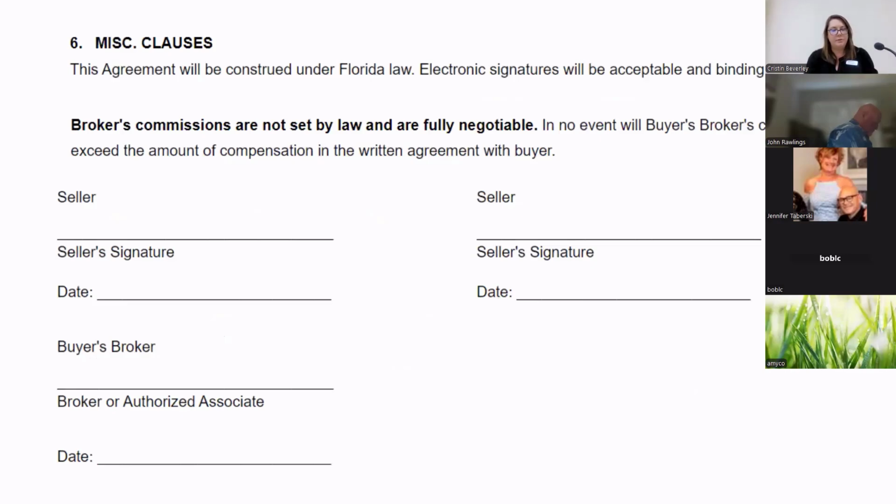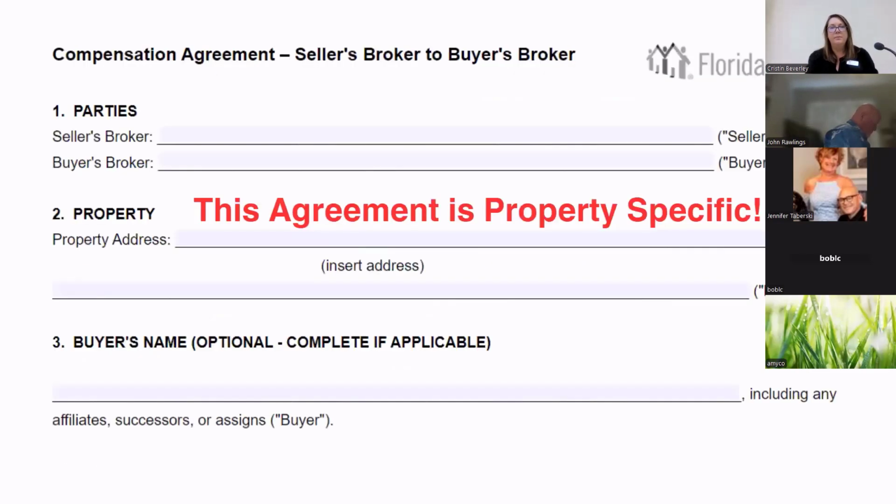And then we just have the section for the signatures. So that is the seller to buyer broker. The next one is the seller broker to buyer broker. Please write this down, what I have written in red. Please write this on this form or make some kind of note to yourself so we understand the difference here.